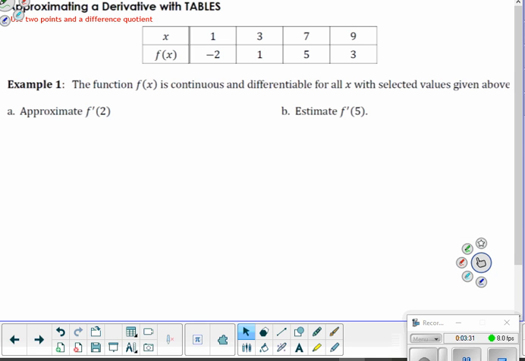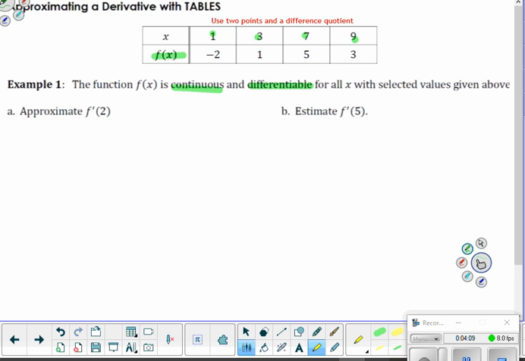Approximating a derivative using tables. So this is where we said we would use 2 points and calculate a difference. So example 1, the function f of x is continuous and differentiable for all x with selected values given above. Differentiable means it has a derivative at every point along the curve. There are some times where there are places not differentiable. That's coming in a future lesson, so hang on to that thought. But we also need continuity, and here we're guaranteed continuity, even though we only have a few selected values of x along our curve.